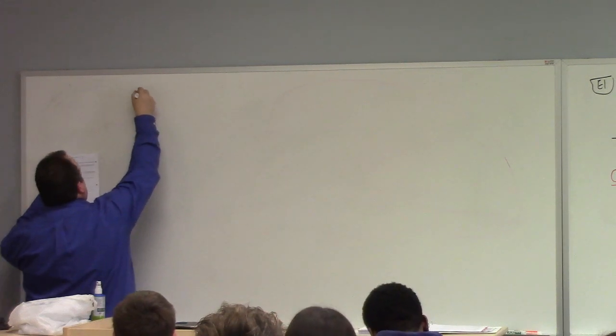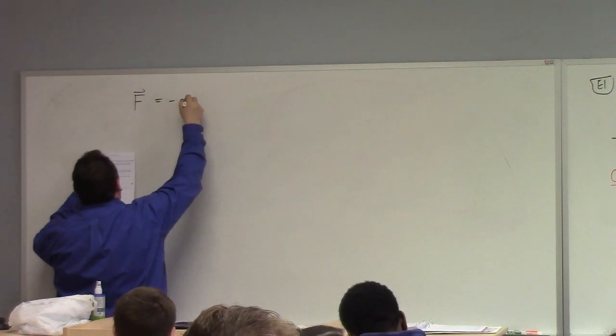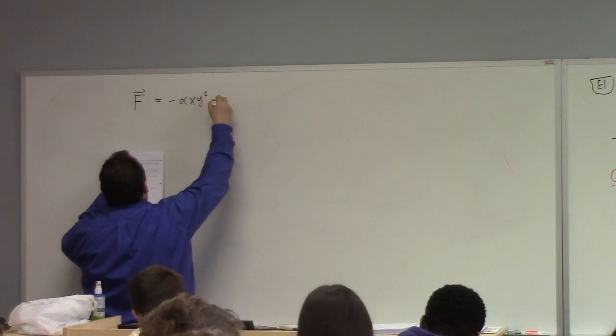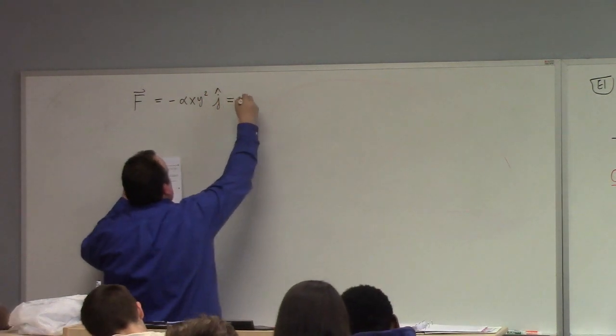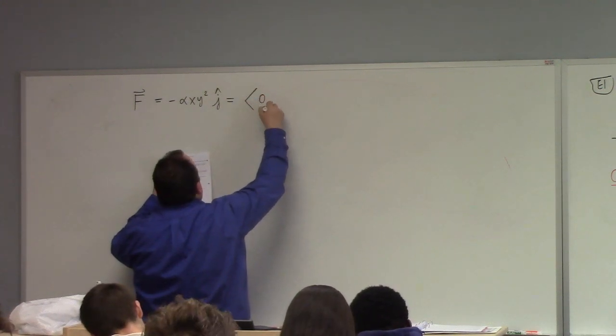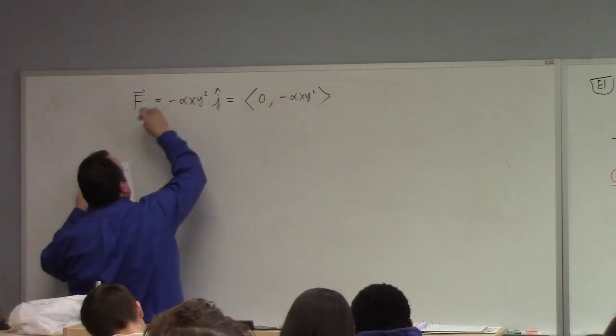All right, so the force is equal to minus alpha x y squared. And in your book, they use this j-hat thing, right? But for us, civilized people, that means that the force is (0, minus alpha x y squared), all right? So this would be the force.